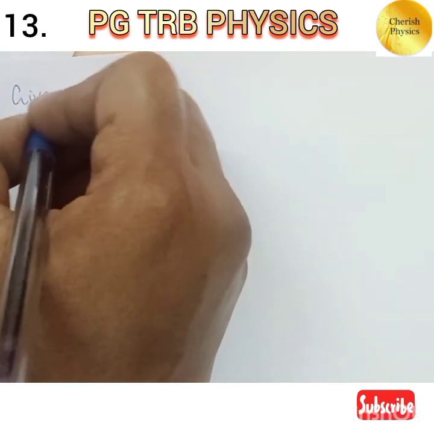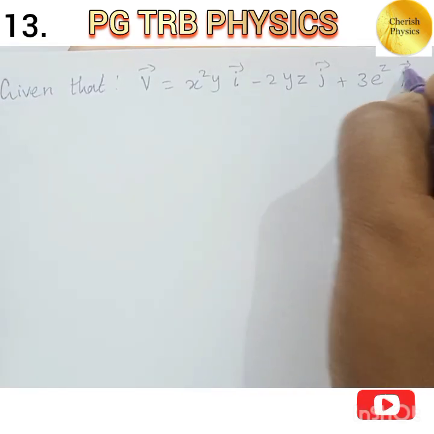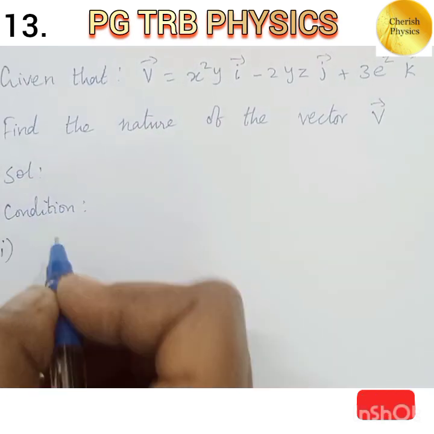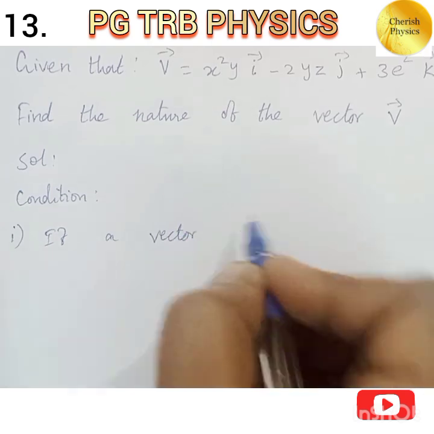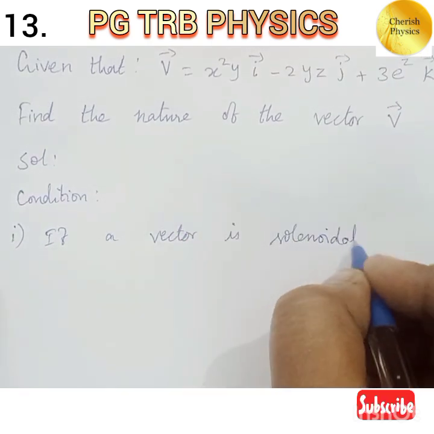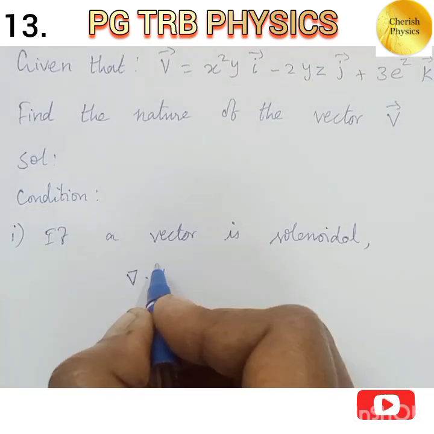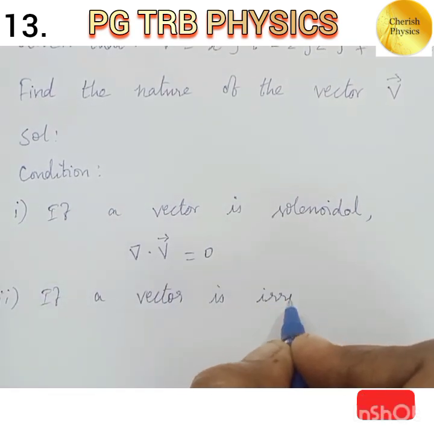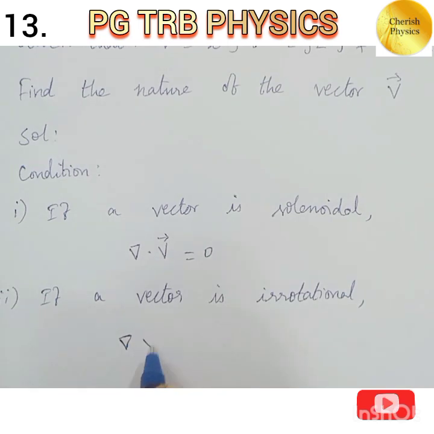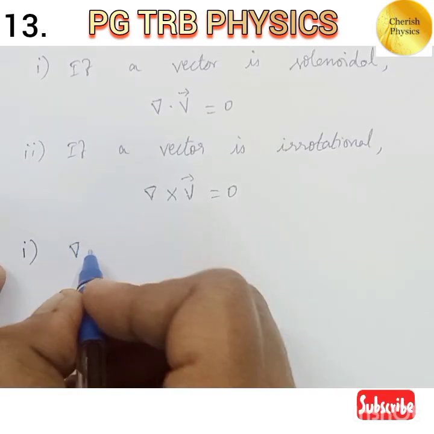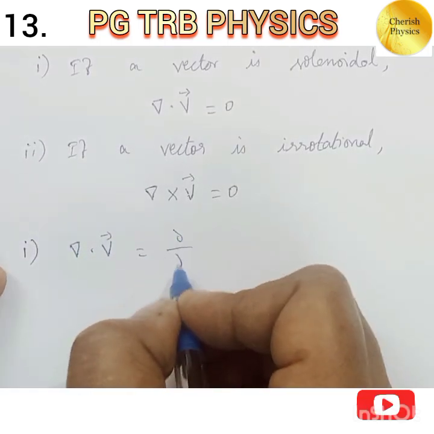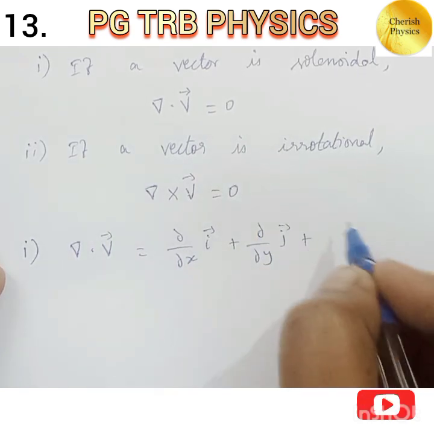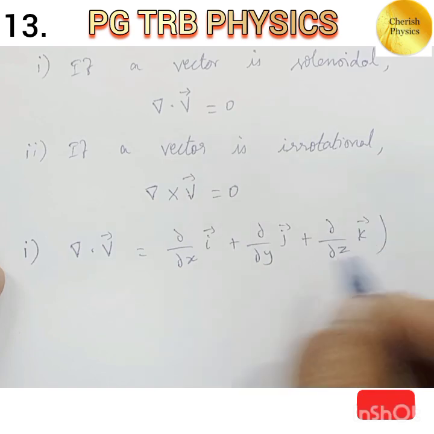13th one. In this problem, we have to find the nature of the given vector V. The first condition, if a vector is said to be solenoidal, then del dot V is equal to 0. Second condition, if a vector is irrotational, then del cross V is equal to 0. Let us check the first condition, del dot V vector. Del value is dou by dou x into i vector plus dou by dou y into j vector plus dou by dou z into k vector.